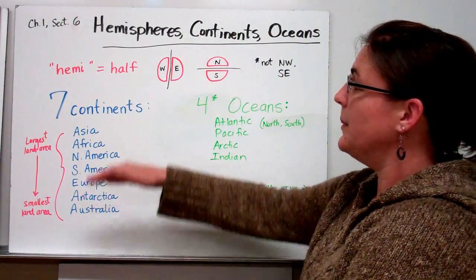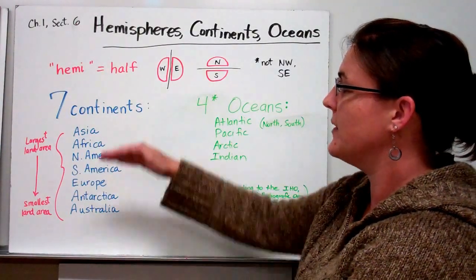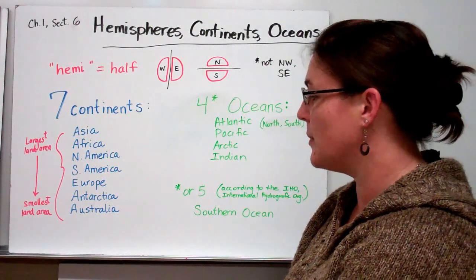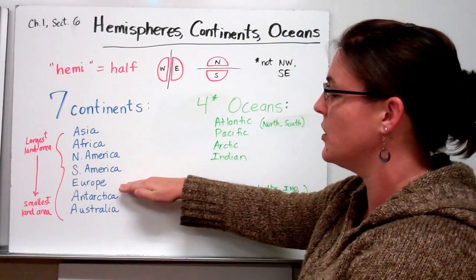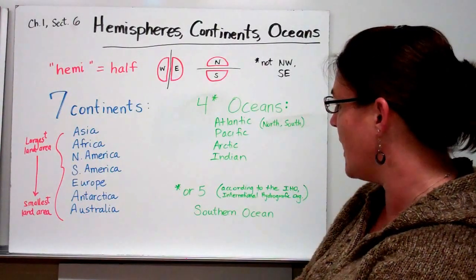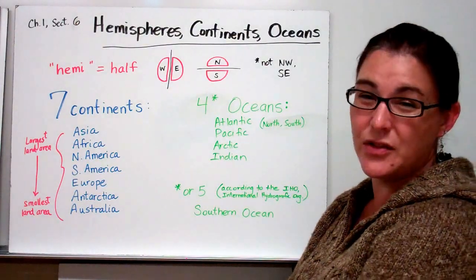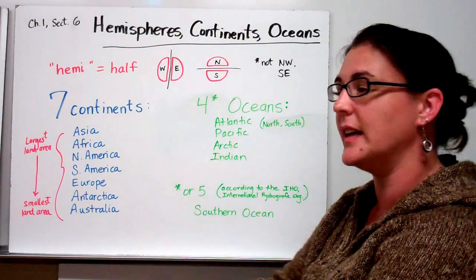And we divide the world up into 7 large land masses, a couple of which are combined together, but we have 7 continents. And in order from largest land area to smallest land area, we have Asia, Africa, North America, South America, Europe, Antarctica, and Australia. And we have 4 oceans, the Atlantic, which is often referred to as the North Atlantic or the South Atlantic, but still one ocean, the Atlantic.